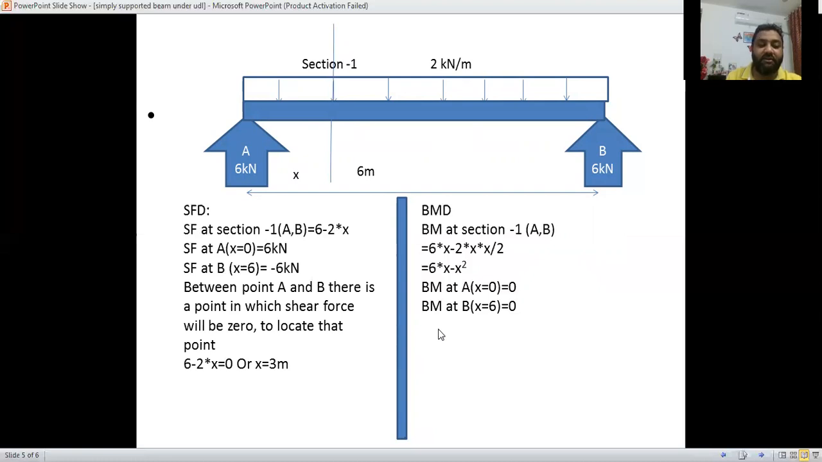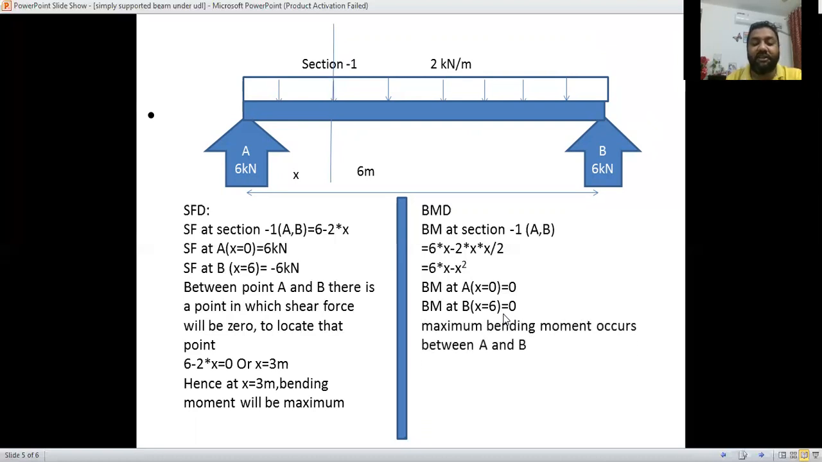That means at x is equal to 3 meter the shear force is 0, and the point at which the shear force is 0 gives the maximum bending moment. That is, at x is equal to 3 meter, the bending moment will be maximum. Now we have to find this maximum bending moment, because in order to draw the shear force and bending moment diagram, we have at the point A bending moment 0, and at the point B the bending moment 0. So how to draw the bending moment unless you have a third point? So to find the third point, we have to find the maximum bending moment.